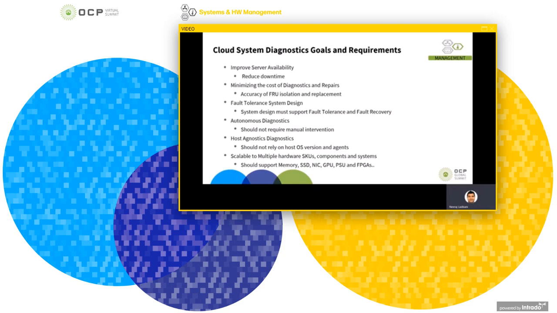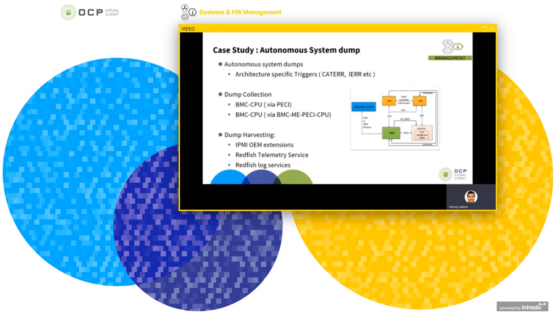And the last requirement, along the same lines, is that whatever diagnostic solution we have, it should be able to cater to a variety of hardware like SSDs, NICs, GPUs, PSUs, and FPGAs, things like that. So now we have talked about some of the requirements and challenges, and I want to talk about a case study of what we actually applied on our servers, and we were able to get a really good benefit from this.